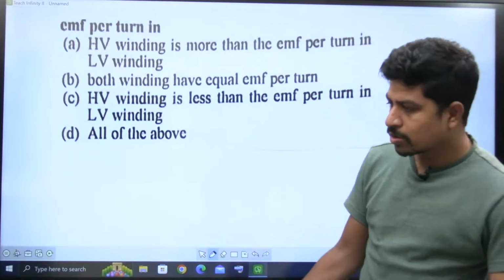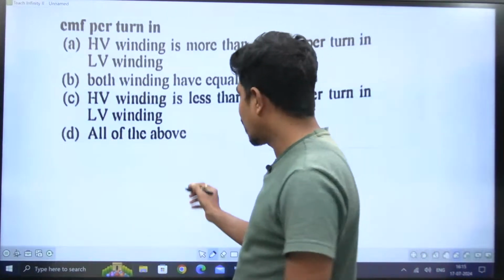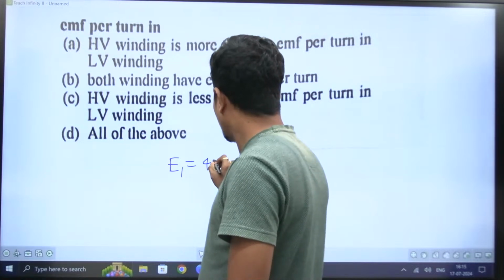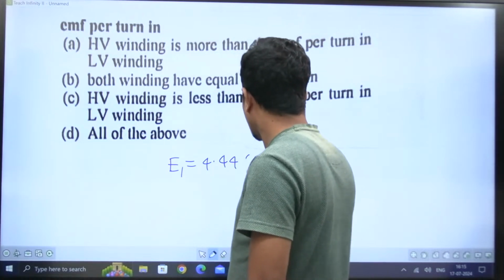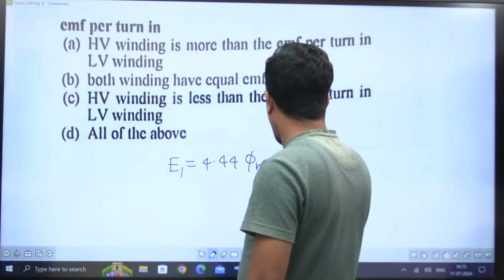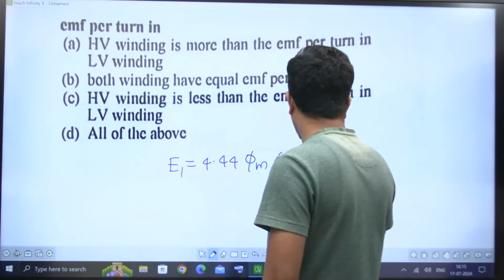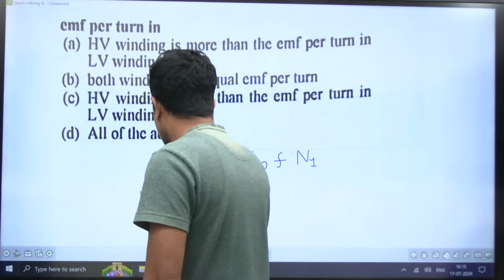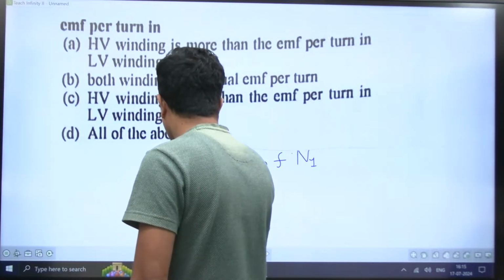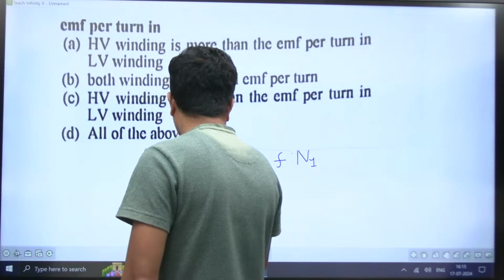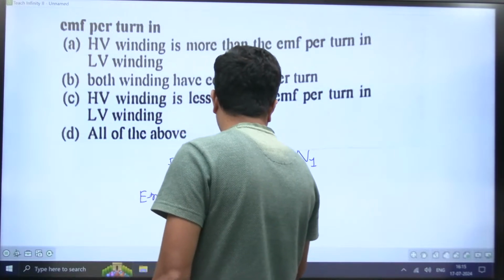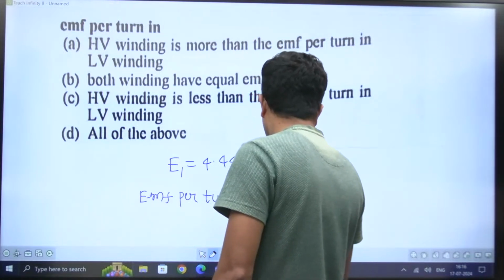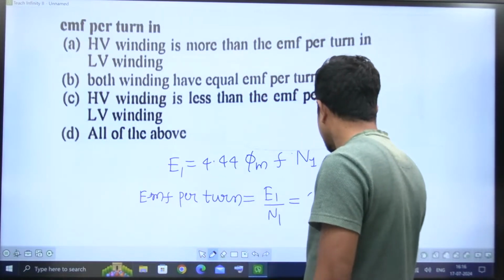Even if you don't know, also please try to remember. I gave one formula previously, that is EMF on the primary side, E1 is equal to 4.44 F N1 phi, N1 being number of turns on primary. Then what is EMF per turn? EMF per turn is equal to EMF by total number of turns. That is equal to what?